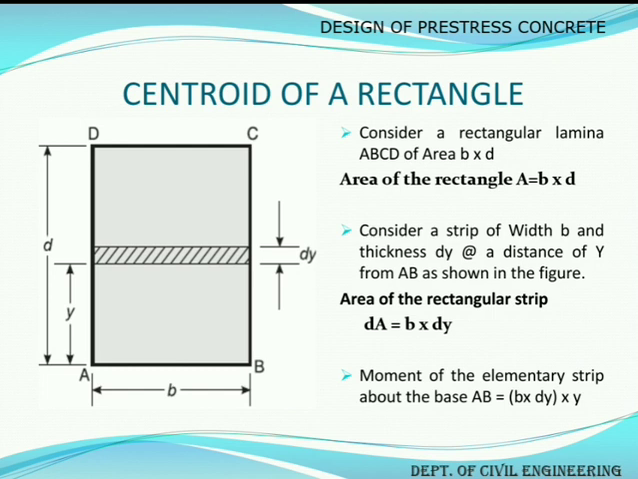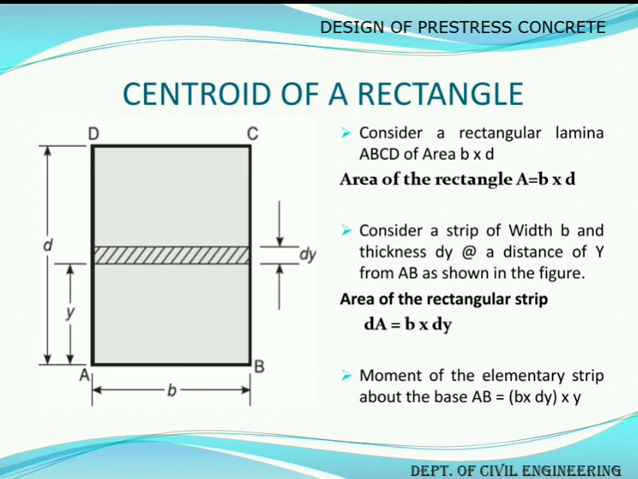So first step, we have identified the figure as a rectangle, and the area of the rectangle is breadth into depth, that is B into D. That is capital A, the area, is equal to B into D. Next, we will consider a small elemental strip which has a depth of dy, breadth of B itself, and it is located at a distance y from AB.